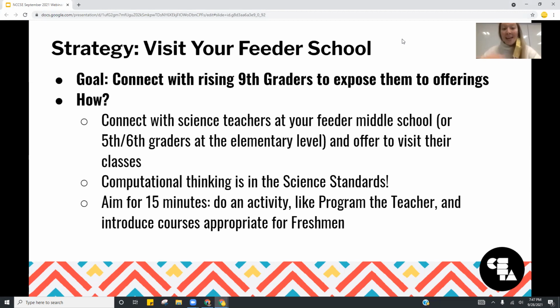And so when we get to students when they're 8th graders and they're going to be 9th graders, we're getting them at the very beginning of that pathway, and they're more likely to become completers, right? They're going to take more CS courses. So the way that this looked for me, and what I do is I connect with science teachers at the feeder middle school or 5th or 6th graders at the elementary level, because computational thinking is in the NGSS. It's in the science standards that they use. So I approach it from that direction.